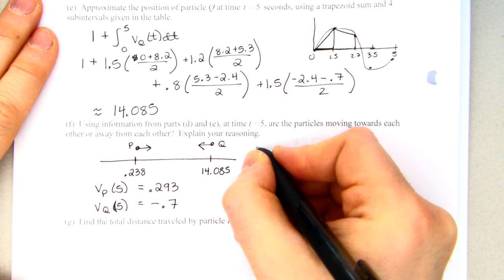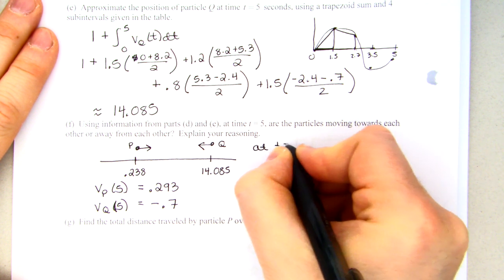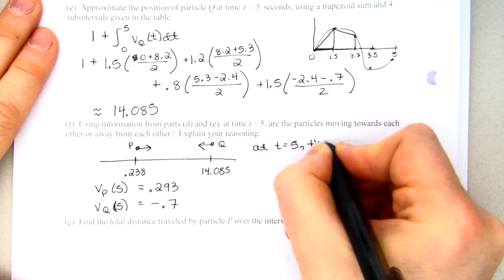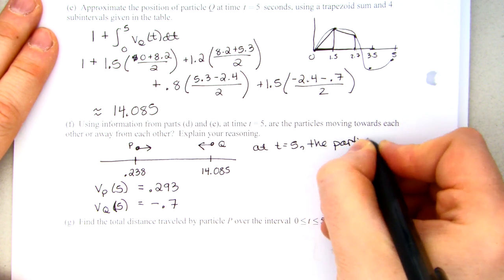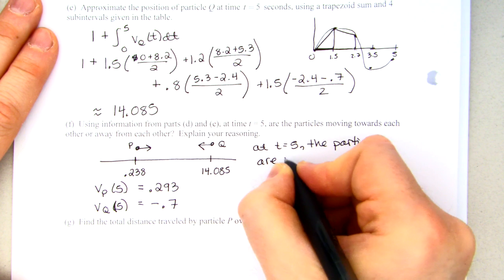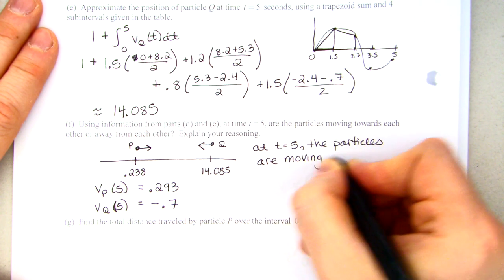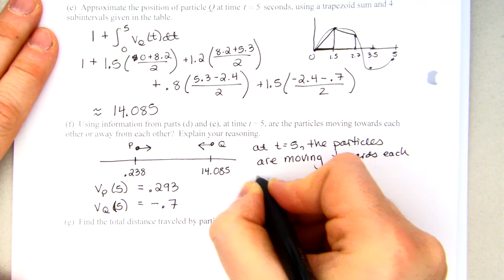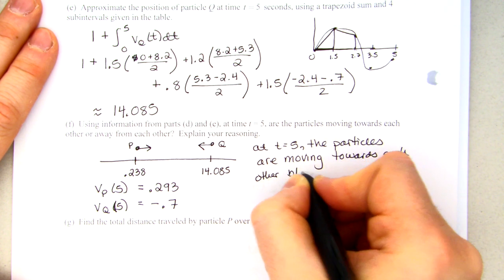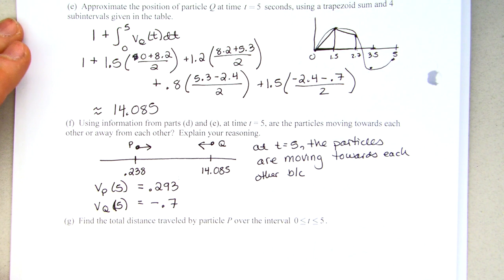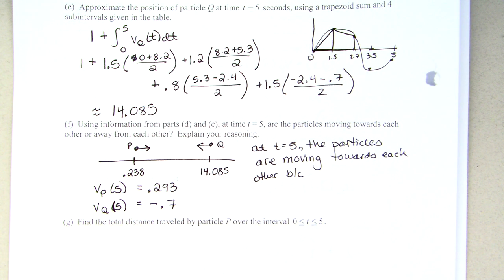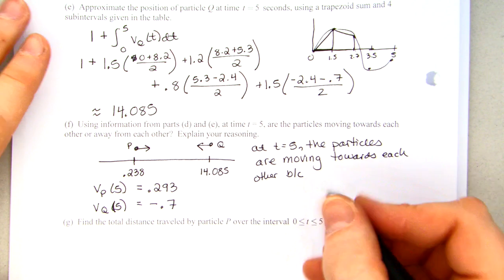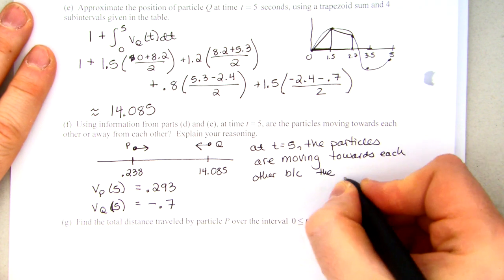Okay, and now I got to write some stuff out. At t equals 5, the particles are moving towards each other. Because we've sort of done things like this before where I talk about moving towards the origin or away from the origin. We're just going to talk about towards each other, away from each other in terms of position and velocity.